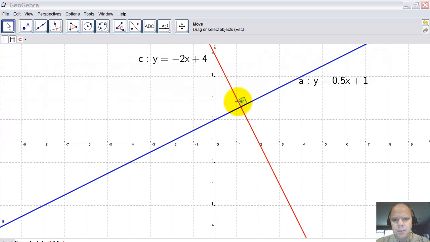To begin with, I have on the screen two lines that are perpendicular to each other. Remember, perpendicular means that they form a 90-degree angle when they intersect. So these two lines, the red line and the blue line, would be perpendicular to each other. What we want to do today is look at the equations of those lines and determine what's unique about the equations, such that when we look at just the equations we can determine whether or not those lines are perpendicular.